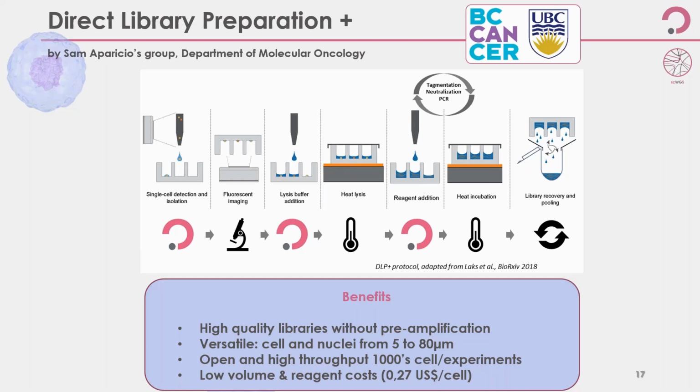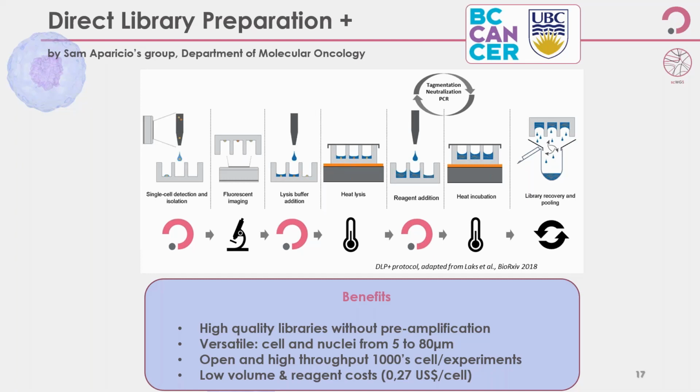libraries. They are able to use a wide range of cells, so they've demonstrated applicability of this technology with nuclei and cells that were up to 80 micron in diameter. It's an open technology. It can be adapted into any other laboratories throughout the world, and actually a number of other cancer research centers are now adopting this technology, and it can process thousands of cells in each experiment.